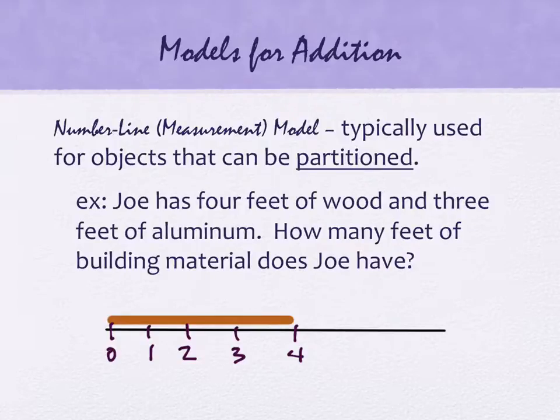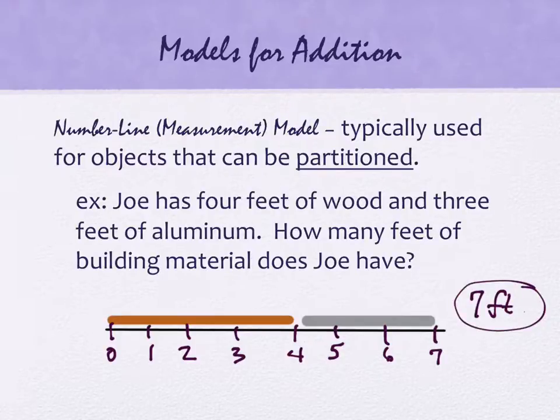And then it says that he has 3 feet of aluminum. Aluminum is a silver material, and it would be going over here, and we can measure out from here, 1, 2, 3. So if I keep counting up, this would be 5, 6, and 7, and the answer would be that he has 7 feet. But you're counting something different, right? Here you're counting the length of something, whereas in the previous problem you were counting the objects themselves.